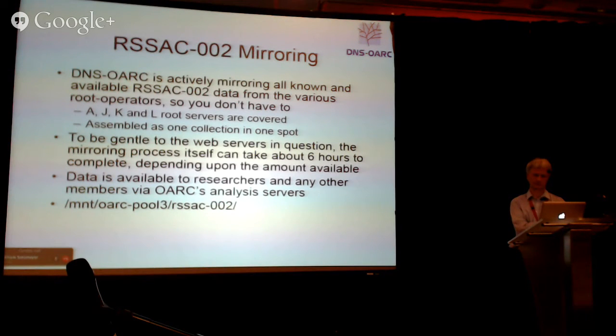So this is what we're mirroring so far that we've heard the community has made available: A, J, K, and L. We've collected it in one spot, and we're doing it through a very rude set of scripts that goes off and does a wget on all the sites that publish the data. It's available to researchers, available on a good analysis server near you, in one place, of course. And that's the directory tree. Next slide.